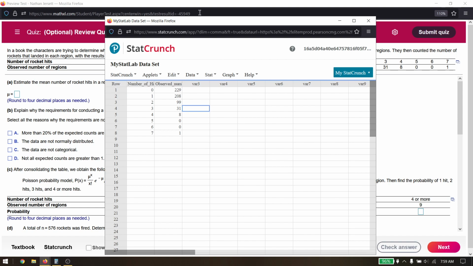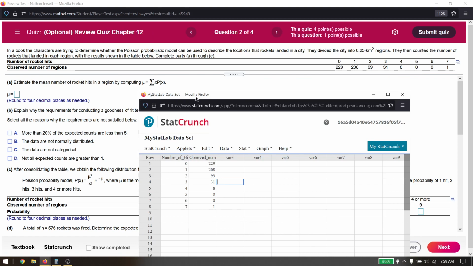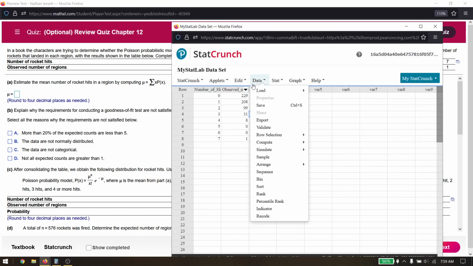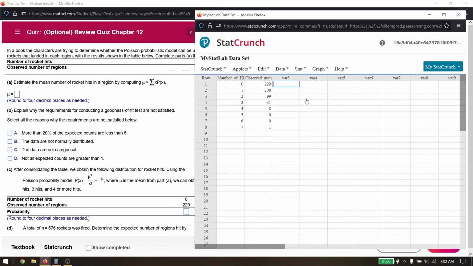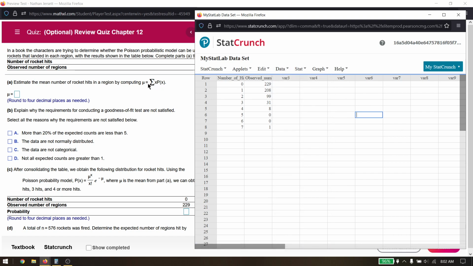Okay, so we want the mean. It's really the expected value of this data. I can't think of a way of doing it fast with this, so let's just do the calculation itself. What we're doing here is just calculating the expected value. So x is the random variable, the same thing as the number of hits, and P(x) is the probability that it lands. And we have the observed counts, so we can use those to find a probabilistic expectation.